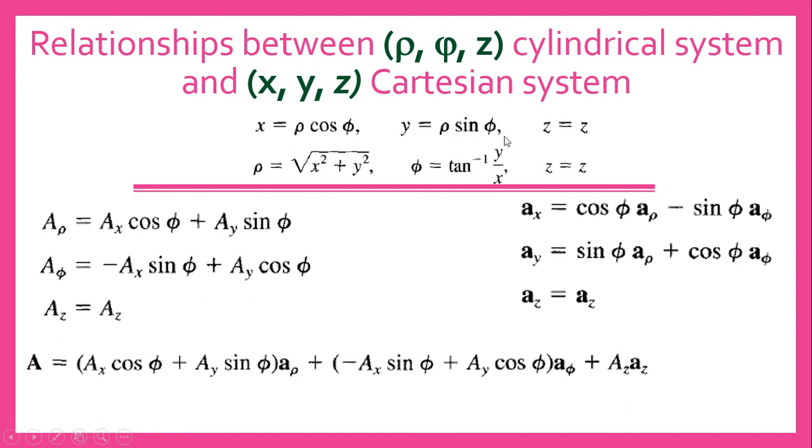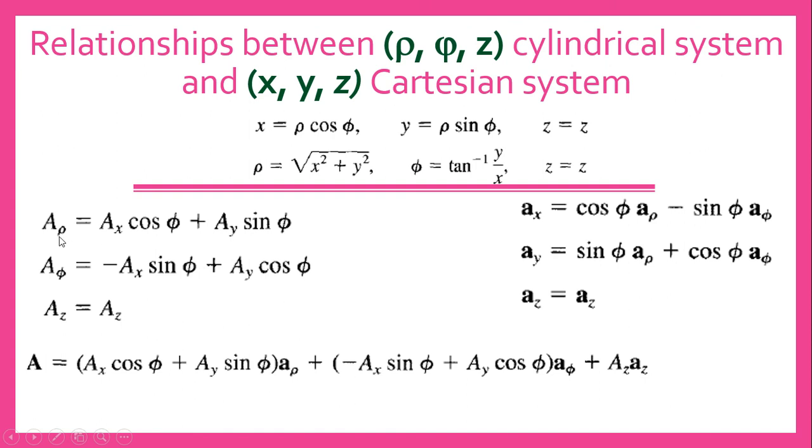the same. And likewise, if you know the Cartesian coordinate system, you can find the cylindrical coordinates by using the relationship rho equal to square root of x square plus y square, phi equal to tan inverse of y by x, and z equal to z. This relationship is for point transformation. How do we calculate the vector transformation?